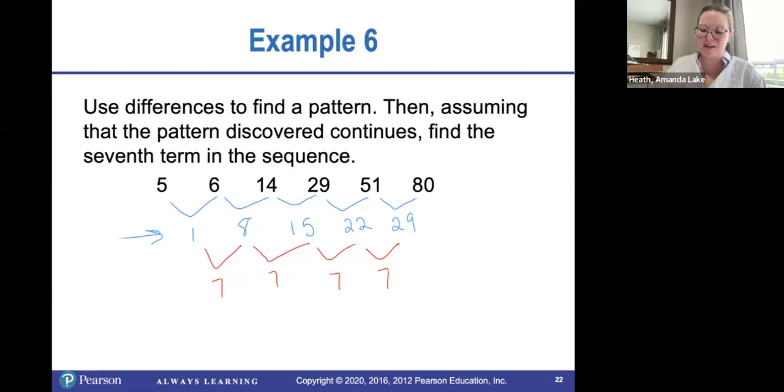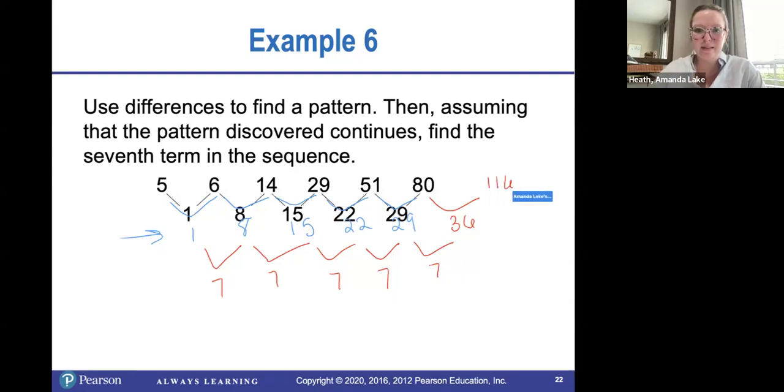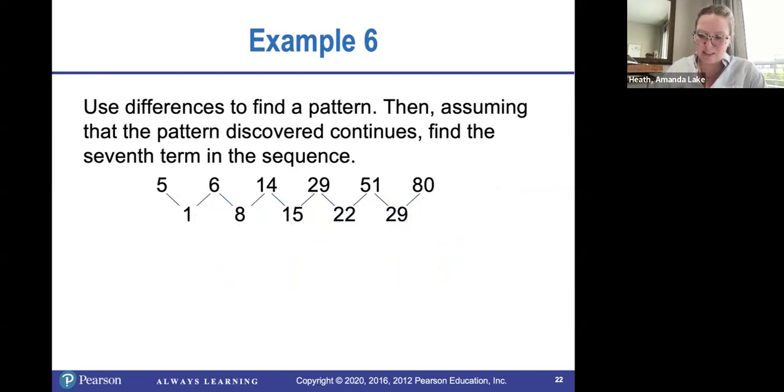So they are not arithmetic, but their differences are arithmetic. So if we add 7 to 29, we should get 36. And so 36 is what we should add to 80 to get our next term. So 80 plus 36 should be 116. So here's just this worked out in the PowerPoint slide as well.